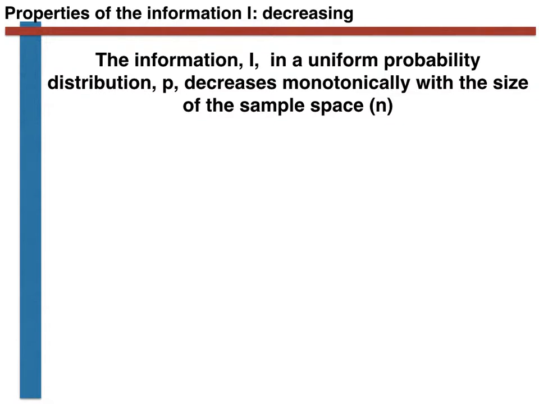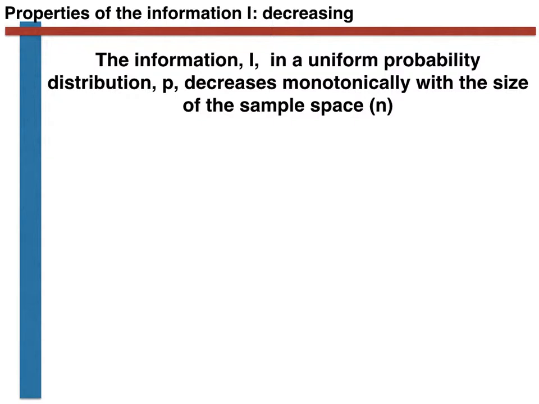Before we do so, let's prove the following statement using the properties of the information that I've just introduced. I want to prove that the information I in a uniform probability distribution P decreases monotonically with the size of the sample space. Let's just quickly define a few terms here to make sure we're on the same page.